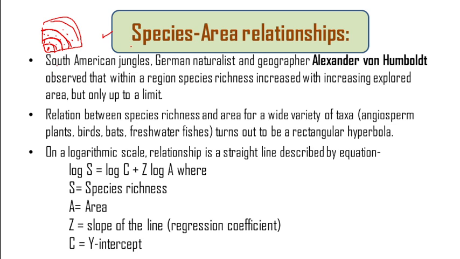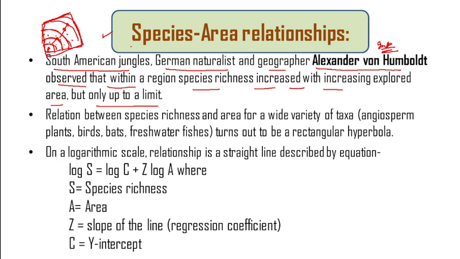Okay, in the South American jungles, there was a scientist, a German naturalist and geographer. His name was Alexander von Humboldt. Humboldt, very important. He observed that within a region, species richness increased with increasing explored area, but up to a limit. That means if we keep on exploring a particular area, the species richness keeps on increasing, but up to a limit.